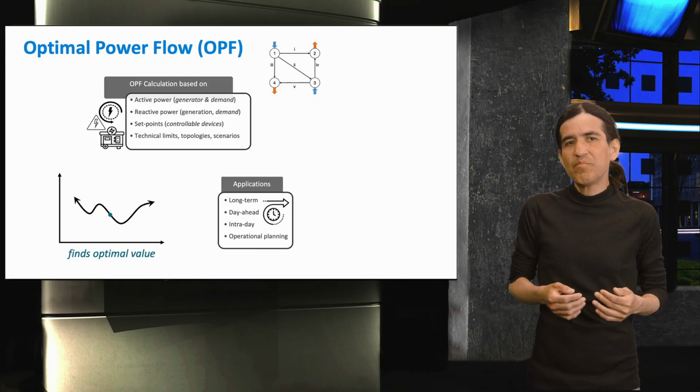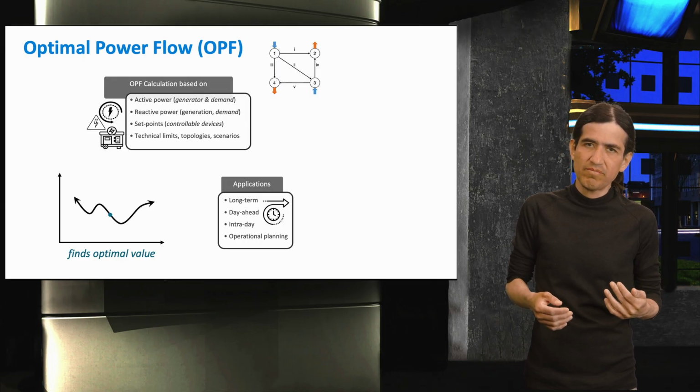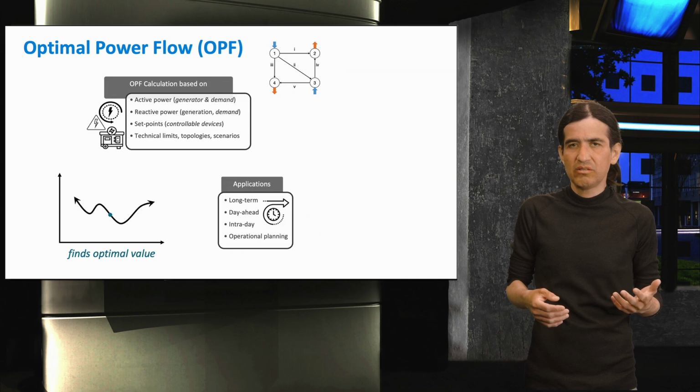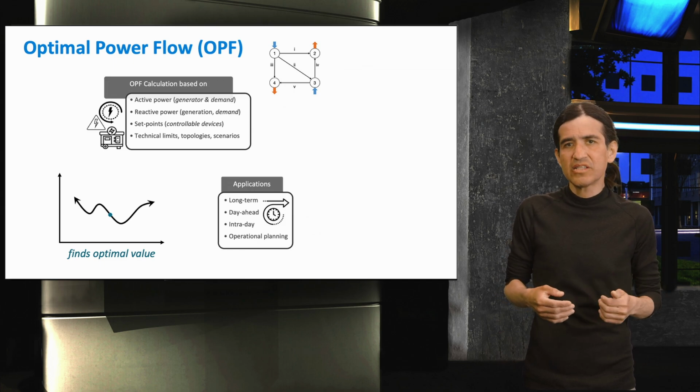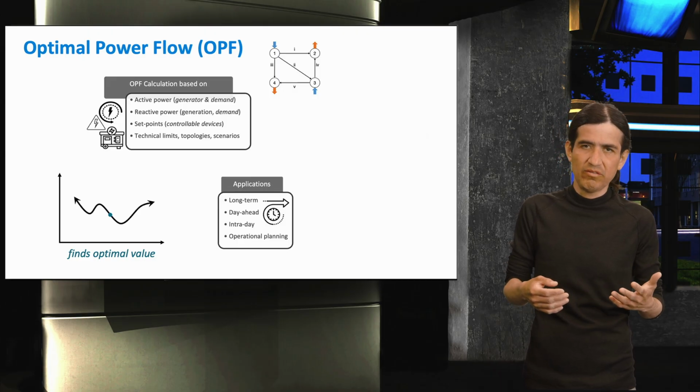The applications of optimal power flow include operation, for instance, economic dispatch, congestion management, voltage control, loss minimization, and also planning, for instance, network expansion, placement of generation or reactive support, integration of renewables.